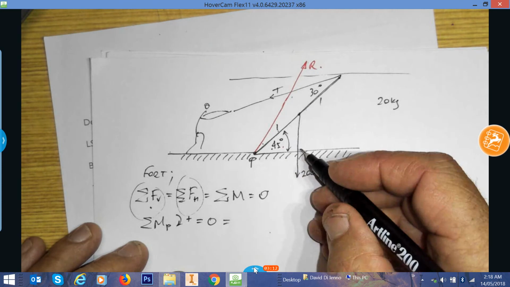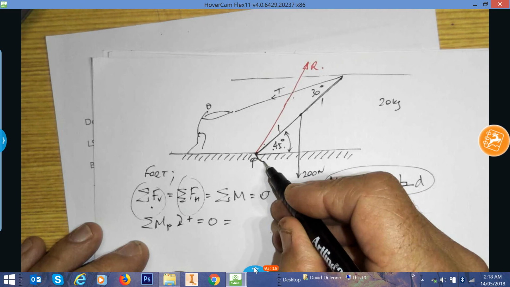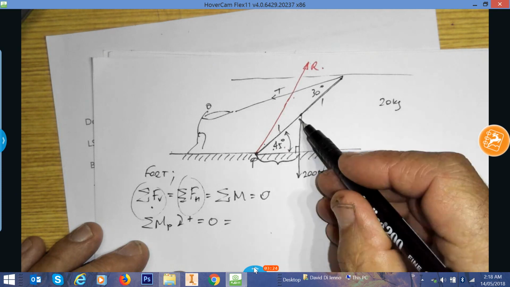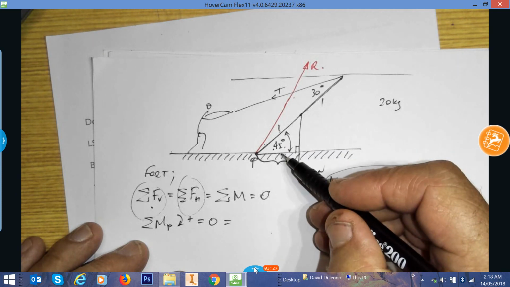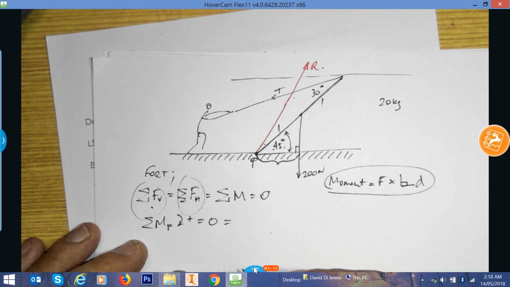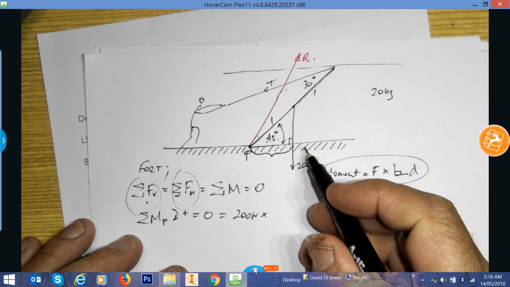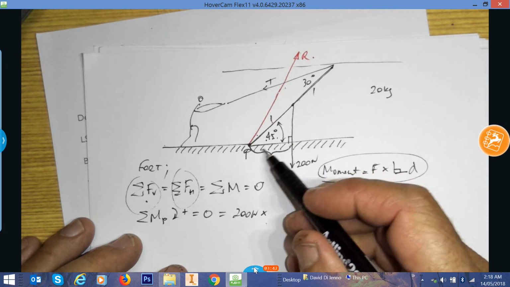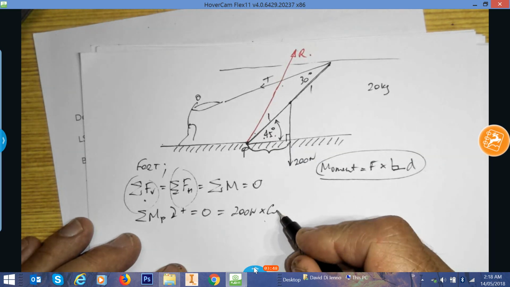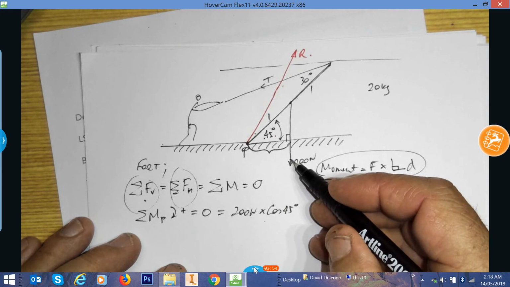multiplied by the perpendicular distance of the weight force. To figure out what that is, this perpendicular distance here, all we need to do is use simple trigonometry. That's going to be a right angle. That's a hypotenuse of 1 unit. This distance here is going to be 1 times cos 45 degrees. So it's going to equal 200 newtons times, and the moment will be in Newton meters, 1 times cos 45 degrees, which is just cos 45 degrees. That's the first moment that's produced by the downward weight force.